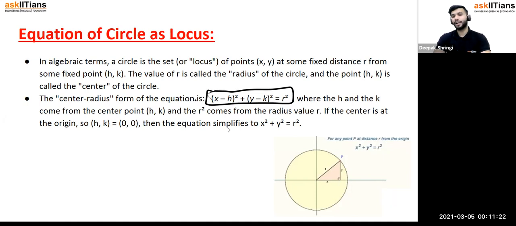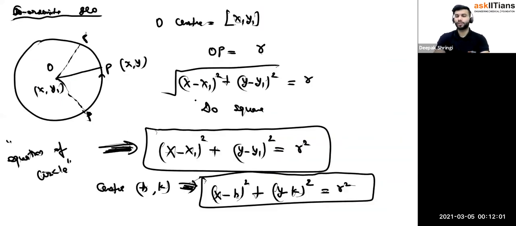Second thing, you asked, what if the circle is centered at the origin? Simple. If the circle is centered at the origin, then h would be 0 and k will also be 0. So you get x minus 0 whole square plus y minus 0 whole square equals r square. Or you can directly write x square plus y square equal to r square, because 0 makes no difference. Got that point, everyone? Should I move forward then? Okay, perfect. So we have understood the equation of a circle.